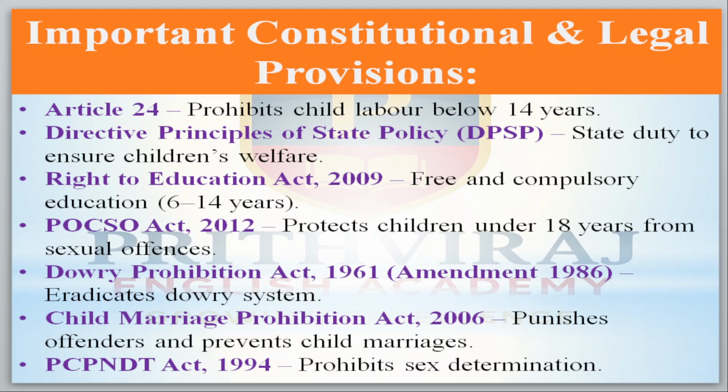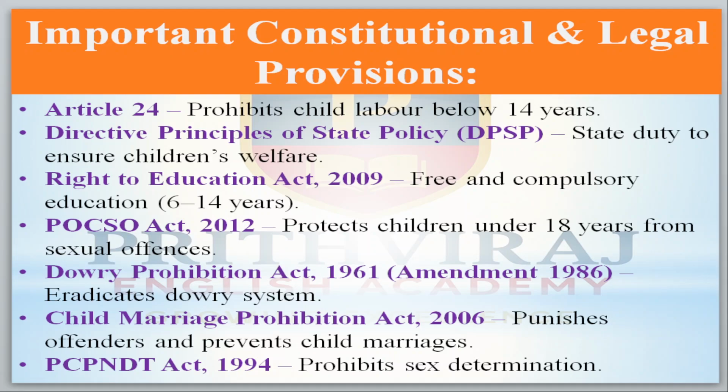Important constitutional and legal provisions for all these things. First is Article 24, which prohibits child labor below 14 years. Directive Principles of State Policy: the state's duty to ensure children's welfare. Right to Education Act 2009: free and compulsory education from 6 to 14 years of age. POCSO Act 2012 protects children under 18 years from sexual offences. Dowry Prohibition Act of 1961, amended in 1986, eradicates the dowry system. Child Marriage Prohibition Act of 2006 punishes offenders and prevents child marriage.